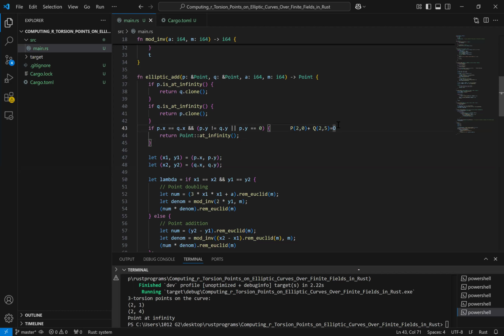We have defined our point at infinity above. We have defined it as 0, 0. The result will be a point at infinity. That's what this condition means. If the x value of P and the x value of Q are equal, and the y value of P is not equal to the y value of Q, and supposing that one of them, whether the y value of P or the y value of Q, is 0, then the result will be point at infinity.